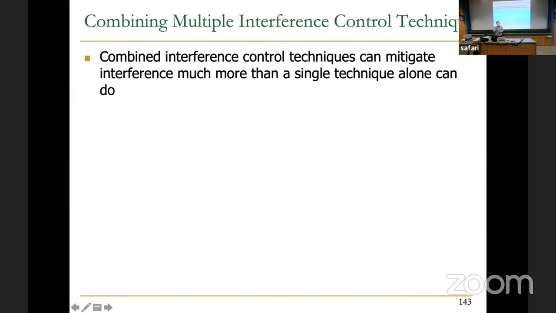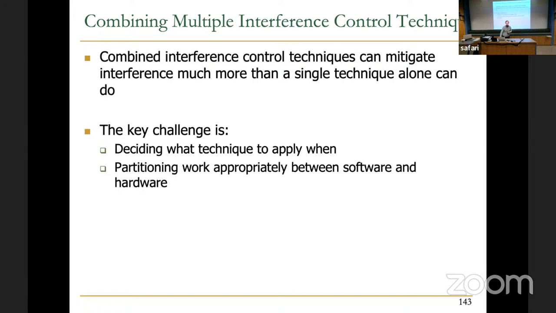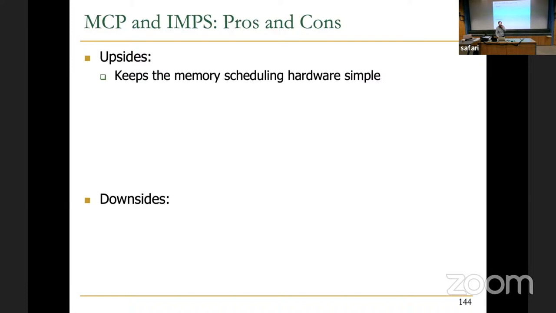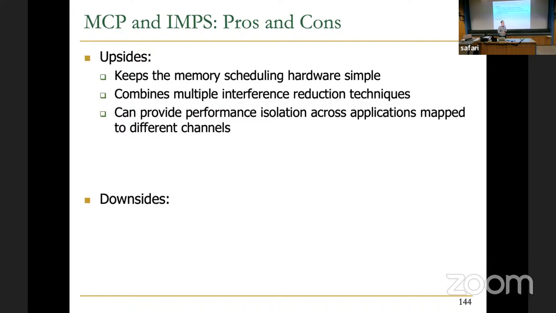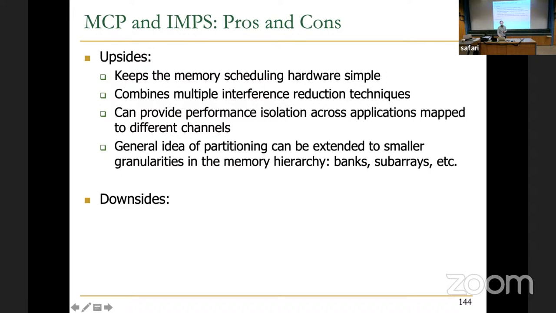Okay, so basically, as this work shows, combined interference control techniques can actually mitigate interference much more than a single technique can do. But the key challenge is deciding what technique to apply when and partitioning work appropriately between software and hardware. So let's take a look at the channel partitioning work. The upside of channel partitioning, and simple memory scheduling plus channel partitioning, is that it keeps the memory scheduling hardware very simple. It combines multiple interference reduction techniques, and it can provide performance isolation across applications mapped to different channels, just like we saw in the Zurich airport case, right? If some people need isolation, security isolation, performance isolation, they go through one channel dedicated to them.